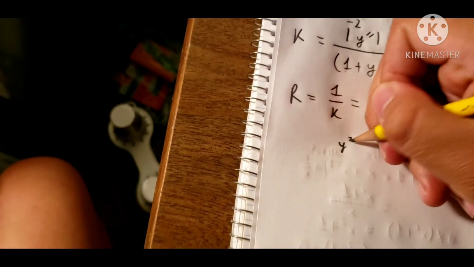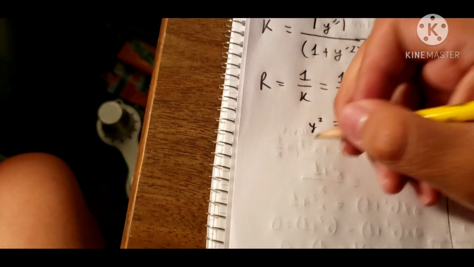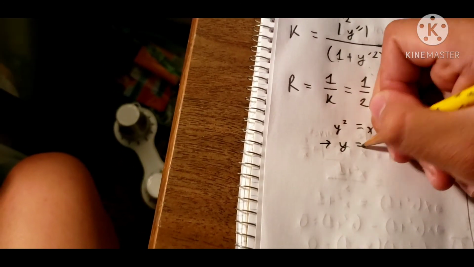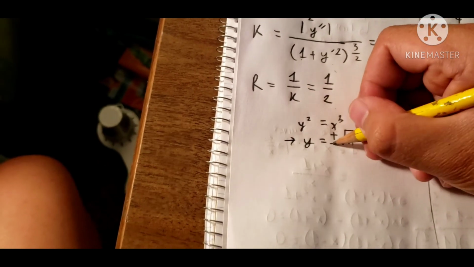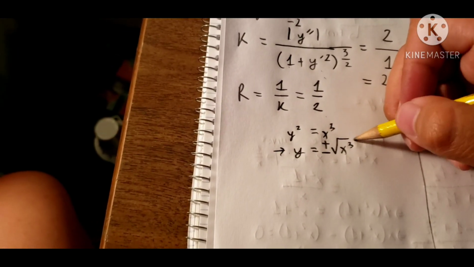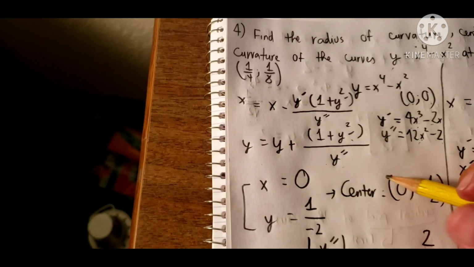For y^2 equal to s^3, you take the square root. It's the square root of s^3, positive and negative. So now you can apply this formula similar to the top one, and you can answer for yourself.